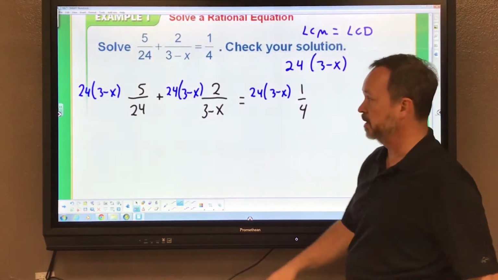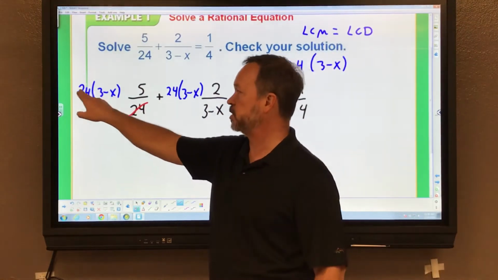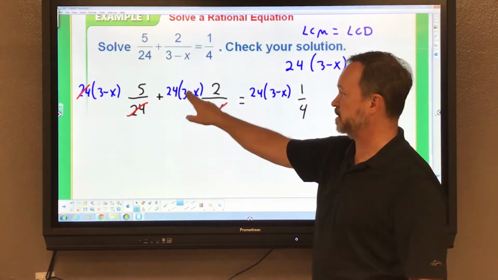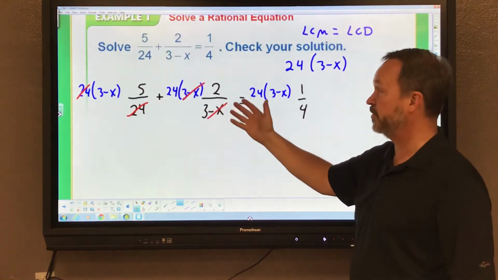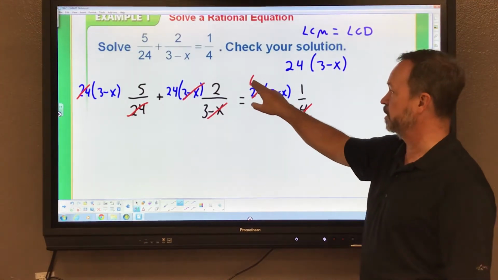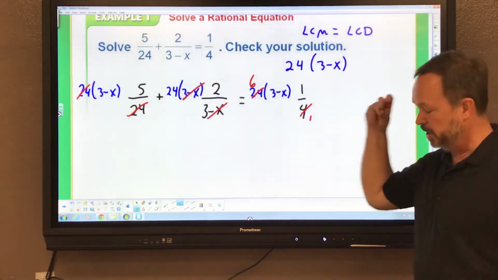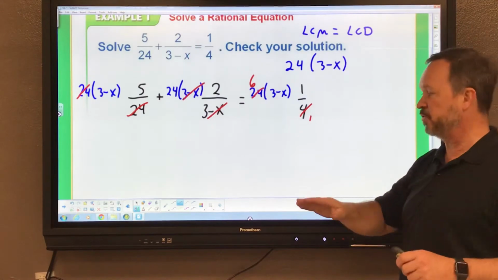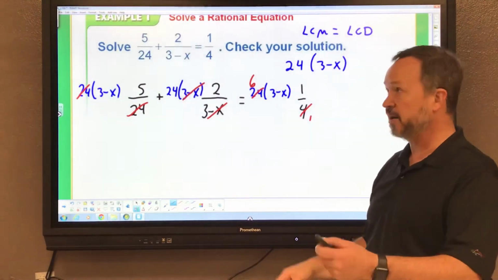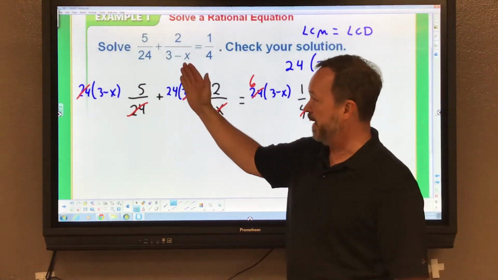The beauty is the 24s cancel here. So guess what's gone? The fraction. Here, the 3 minus x is canceled. So guess what's gone? The fraction. Here, the 4 cancels with the 24. Guess what's gone? The fractions. And just like that, all fractions gone. You may get a fraction answer, but you're not going to have fractions now. So let's go back and look at that.